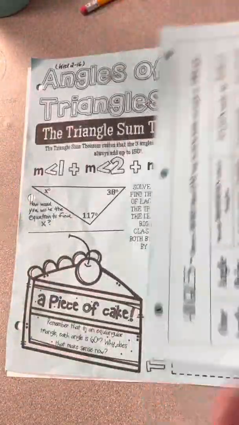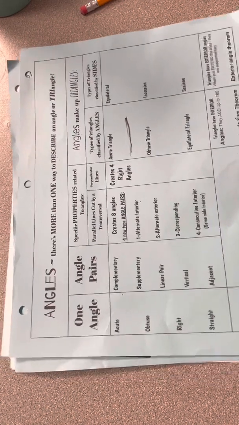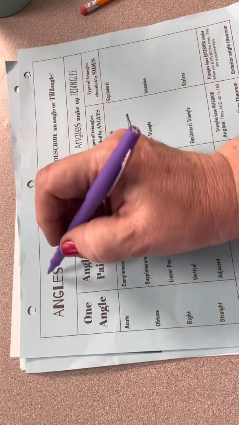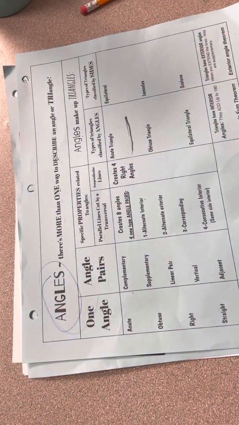Now the next assignment, we went over a couple blue notes. The first one was a sheet about angles, and I had everybody take about 5 minutes to write down everything they knew about any of these words. And what it's talking about is angles. There's more than one way to describe an angle.